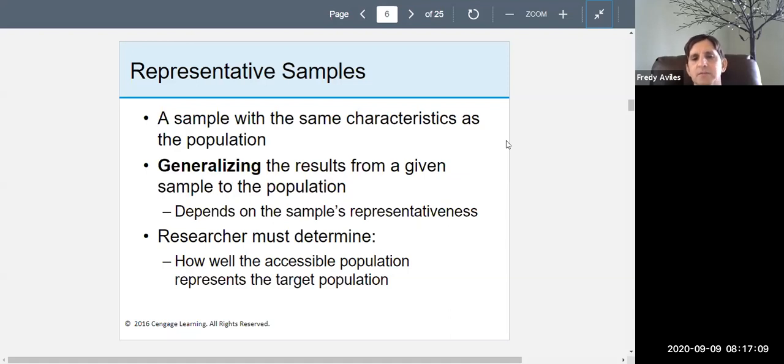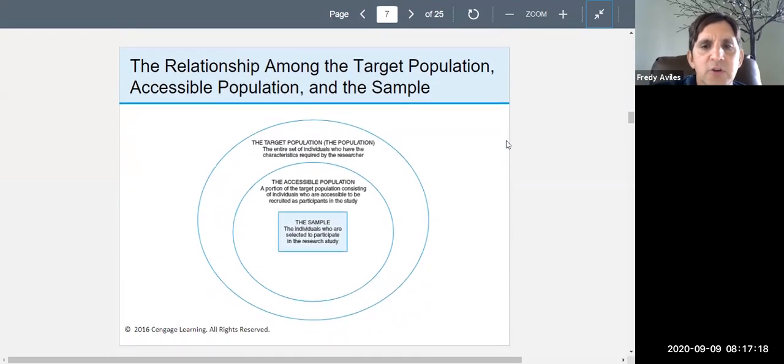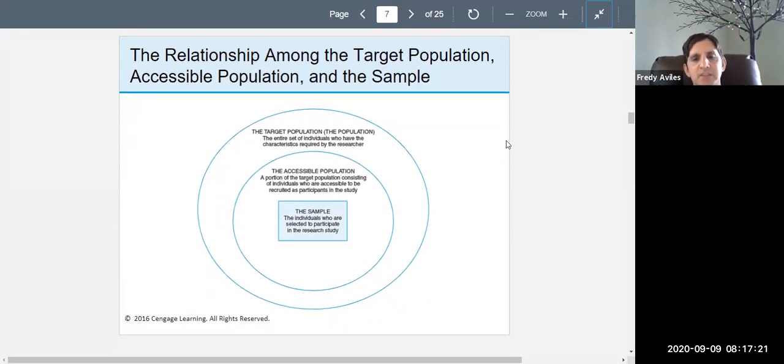But you must determine how well the accessible population represents the target population. So let me introduce a few more terms so you understand. There is also something known as the accessible population. So you have your sample there in the middle. Those are the people who are selected to participate in the study. They are taken from what's called the accessible population. It's a portion of the population. Turns out that not everyone in the population can be a part of the study. So the accessible population is the portion of the population that consists of individuals who are accessible.